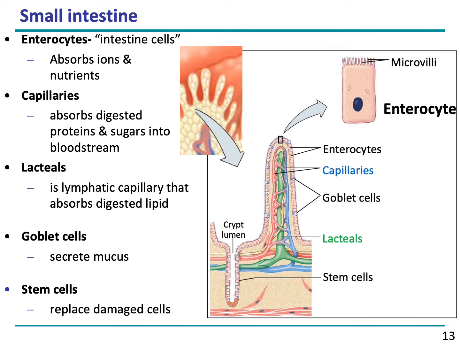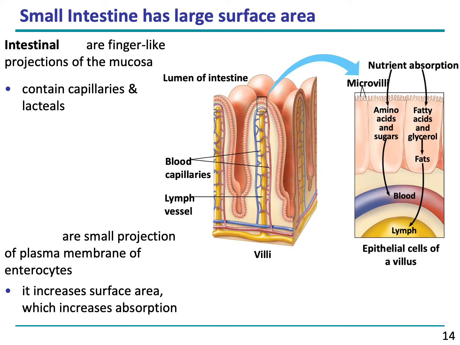We're also going to find goblet cells that are part of the small intestine and secrete mucus. And finally, we're going to find stem cells found in the crypt lumen, deep inside the surface layer of the small intestine. These are there to replace any damaged cells that need to be replaced. So the small intestine has a large surface area because it has finger-like projections of mucosa known as intestinal villi. And under the mucosa, in the submucosa, we are going to find capillaries and lacteals.